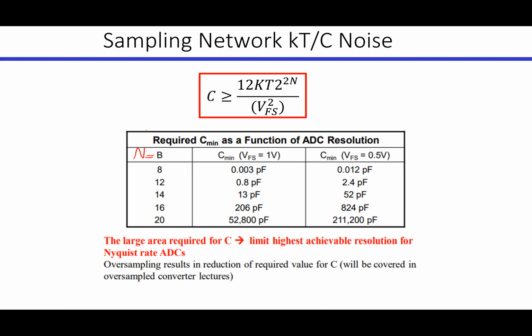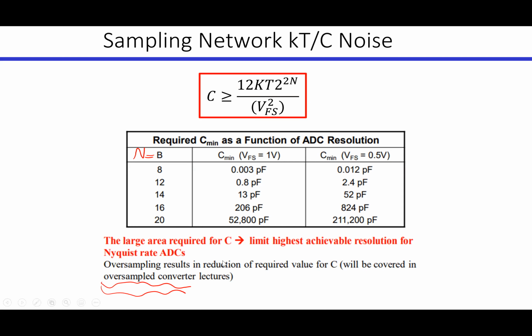So what should I do in this case, if I want to have high resolution ADCs with this problem? Typically I don't use Nyquist ADCs. There are different types of ADCs that we will study later, called oversampling converters or oversampling ADCs, sigma delta ADCs. They use different techniques so that they don't need such a large capacitor to achieve this high resolution. Is this clear, what's going on? Any question?